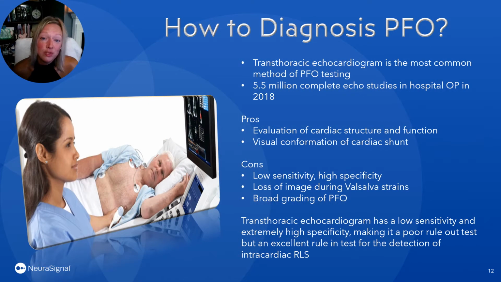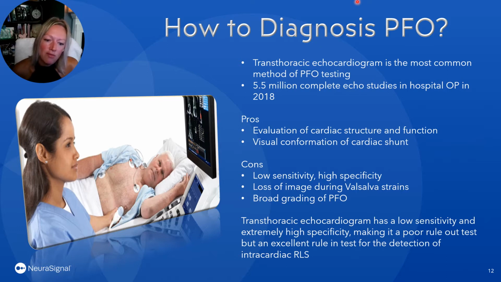How to diagnose PFO? PFOs are usually diagnosed with transthoracic echocardiograms. It's the most common method for PFO testing, with 5.5 million complete echo studies performed in outpatient settings in 2018. There are pros and cons, of course. The pros are we can see the heart and its structures, and we can visualize confirmation of the cardiac shunt.